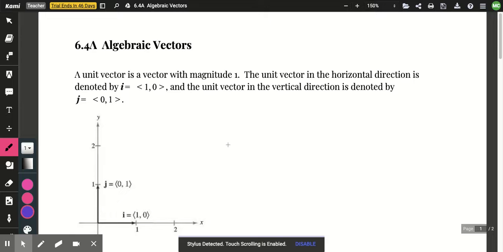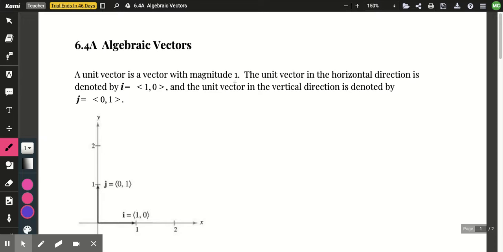We'll be moving into algebraic vectors now, which means not quite as much drawing. There will still be some drawing that we have to do because the algebra and the geometry really do work together for us. But starting off, we need to talk about the unit vector. A unit vector is a vector with magnitude 1. So that means the length of that vector is 1.